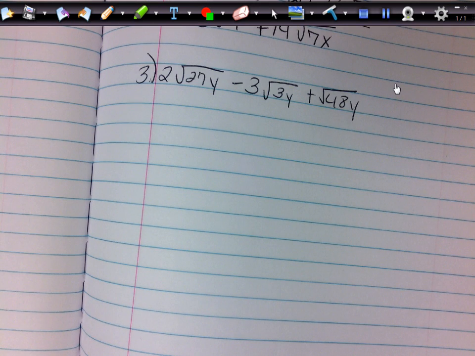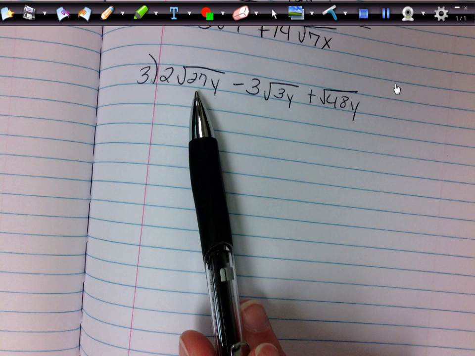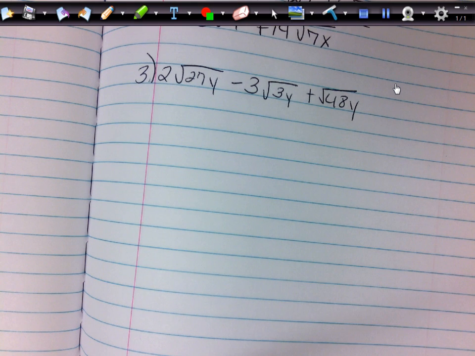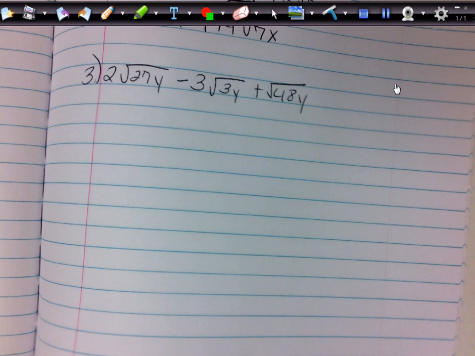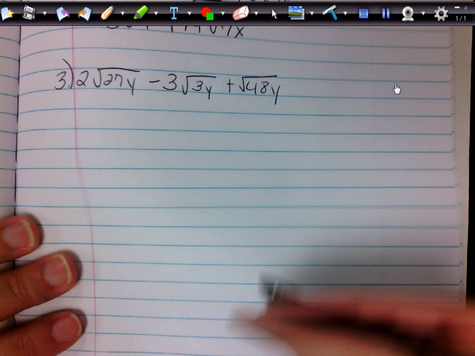Alright, go ahead and write down number 3. We have 2 square root of 27y minus 3 square root of 3y plus the square root of 48y. Now, up until now, it's been very easy to see whether or not something was the same, to see if we could add or subtract them together. Here it's not as easy to see, and the reason being 27 is not simplified and neither is 48. So before I can determine whether or not I can add or subtract them together, I have to simplify the 27 and the 48 by doing the upside down birthday cake. So over here, I'm going to come over to the side, and I'm going to birthday cake 27.